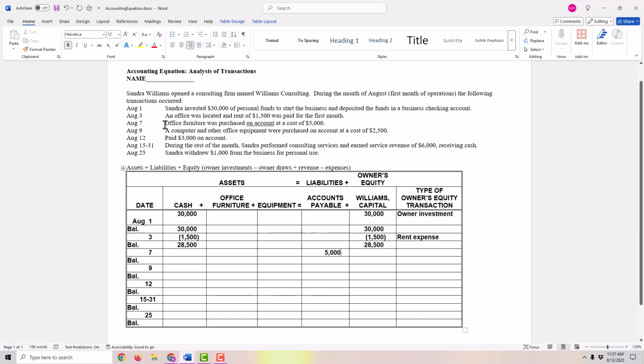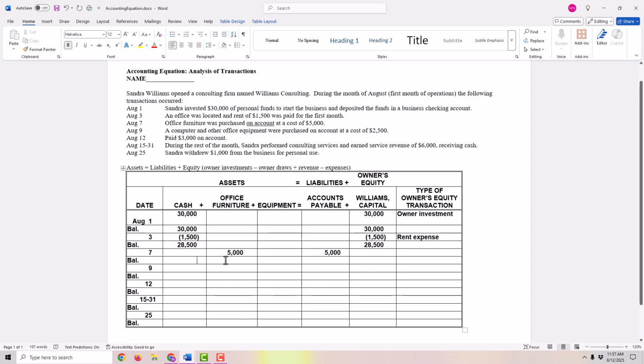And then at the same time, they're purchasing furniture. That's an asset. So I'm also going to add 5,000 under office furniture to show that the business just increased the amount of furniture they have in their business. They just added an asset to their business.